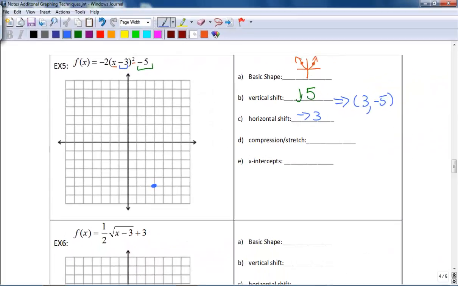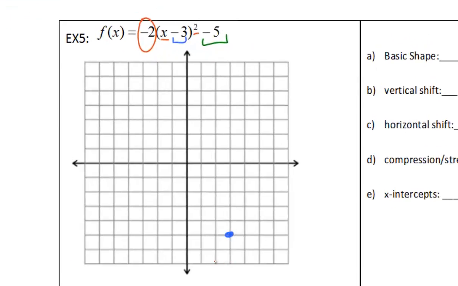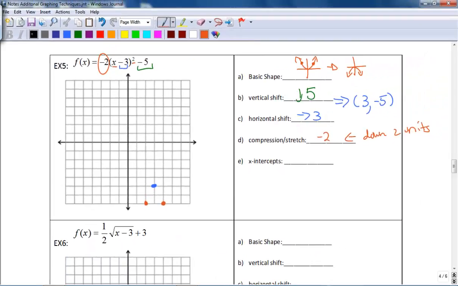Compression stretch, do I have one? I do. It's negative 2, which means that my graph is actually going to be pointed down because it reflects. So I need to go down 2 units from that vertex. So from my vertex, I go down 2 units, over 1 to the left, down 2 units, over 1 to the right.